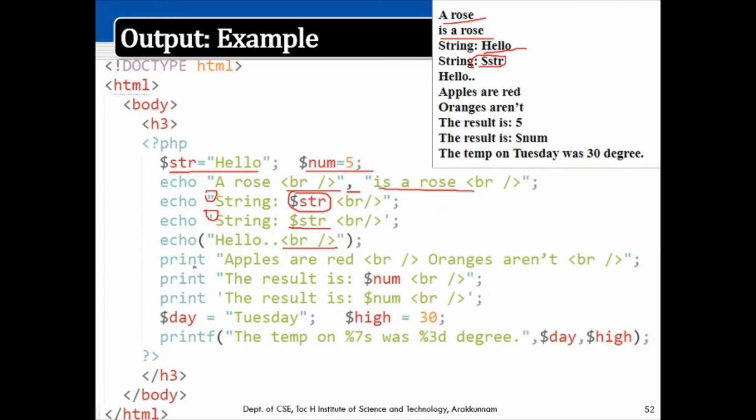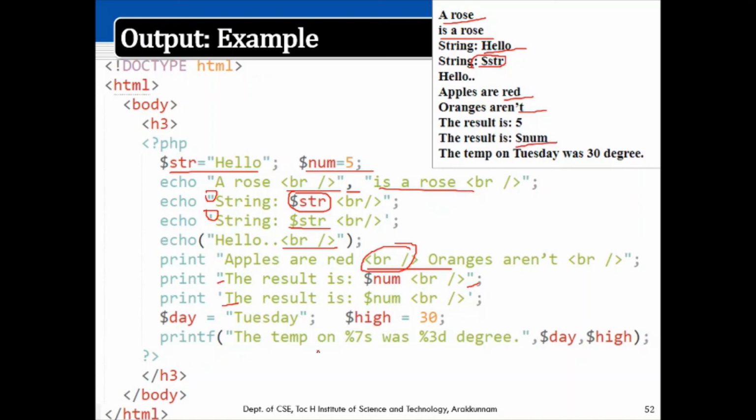Again, print also takes HTML codes in between. You can see apples are red, oranges aren't, both are printed as two different lines. So here is a line break. Then print also can have double quotes or single quotes. So results are similar.